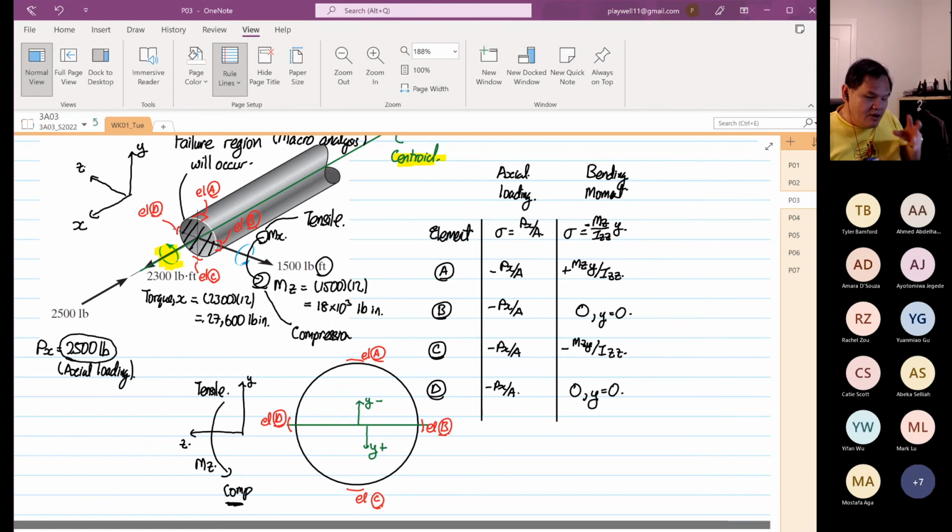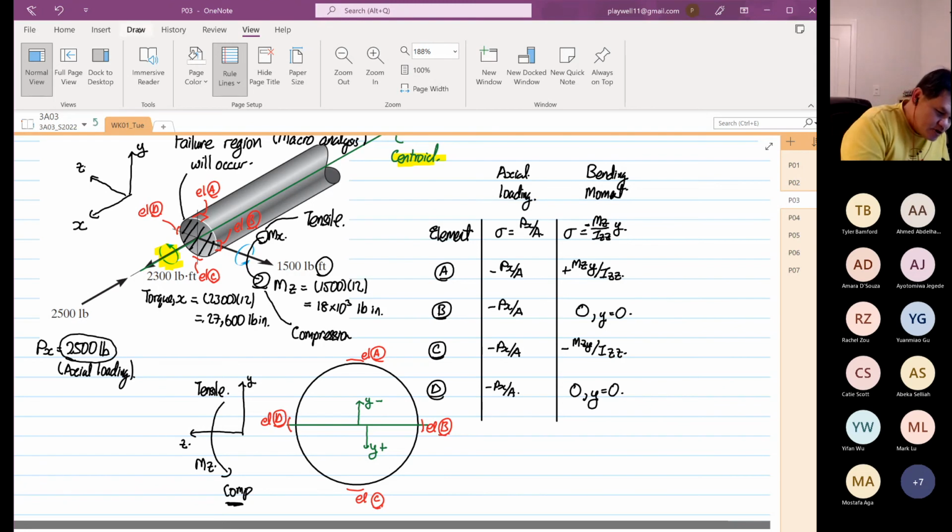By looking at the normal stress alone, can I ask you all, which has the highest stress magnitude? Element A, B, C, or D? Anyone, please. Which one? No answer. I'm the only one in class. Which one has the highest magnitude? A, B, C, or D? A and C. No, the answer is C.